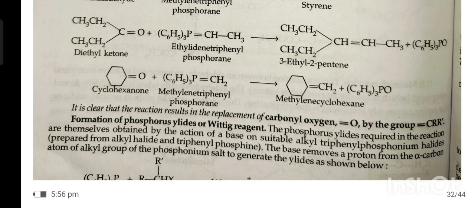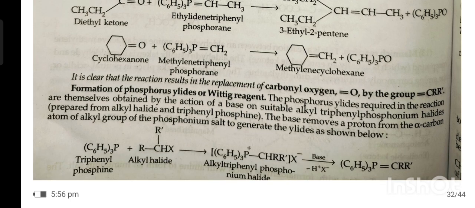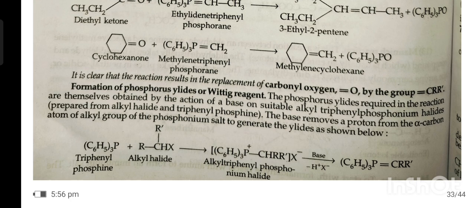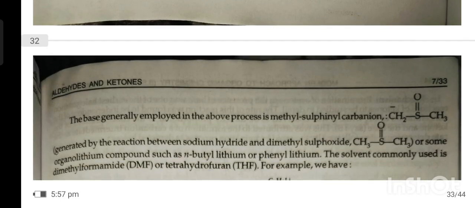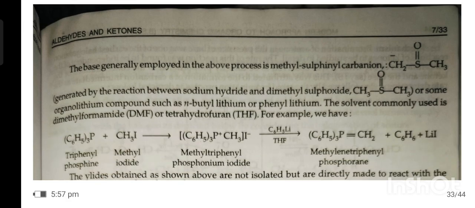Formation of phosphorus ylide for the Wittig reaction. The phosphorus ylides required for the reaction are themselves obtained by the action of a base on a suitable alkyl triphenyl phosphonium halide prepared from alkyl halide and triphenyl phosphine. The base removes a proton from an alpha carbon atom of the alkyl group of the phosphonium salt to generate the ylide as shown below. The base generally employed in the above process is methylsulfinyl carbanion generated by the reaction between sodium hydride and dimethyl sulfoxide, or some organolithium compounds such as n-butyl lithium or phenyl lithium.